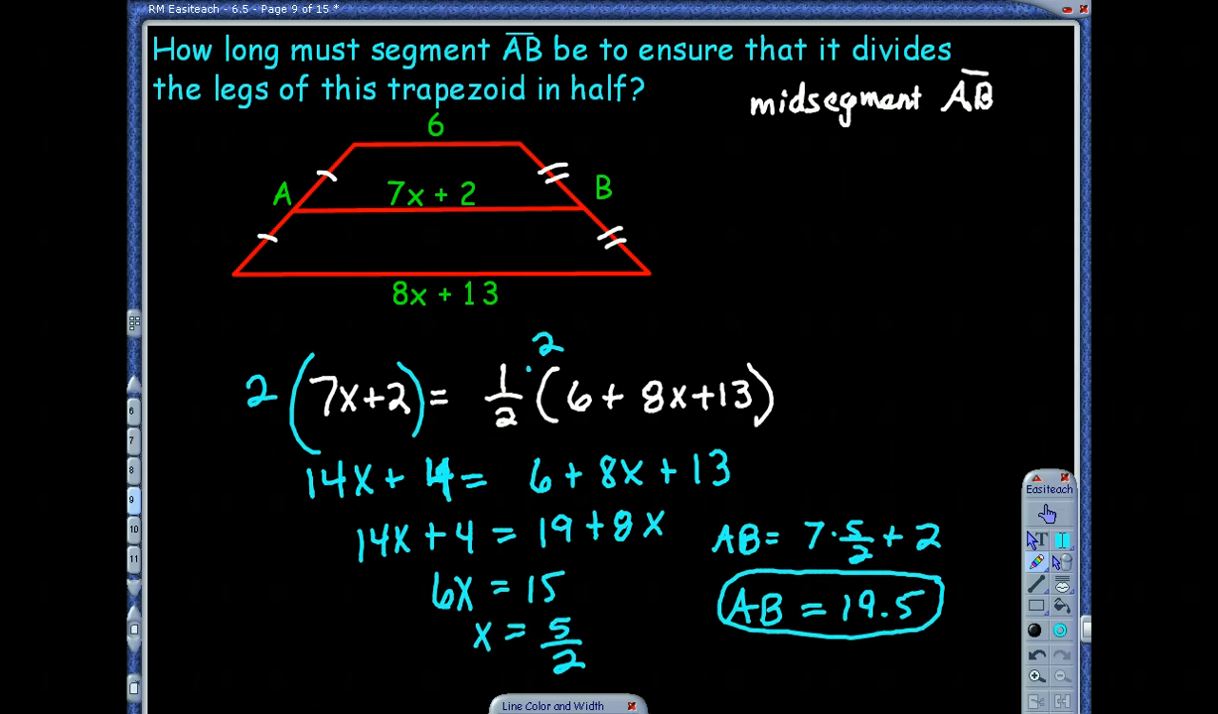And again, guys, taking a half of a sum is the same thing as dividing. So you could have written it as 6 plus 8x plus 13 all over 2 is equal to that midsegment. In fact, if you write it that way, you could put 7x plus 2 over 1 and make a proportion out of it all. Or you could just say, okay, multiply each side by 2, kind of like what Ms. Hograby did there. So either way, it's just solving an equation, which you guys know how to do. Okay, so you've answered the question. We're good to go. Let's move on.